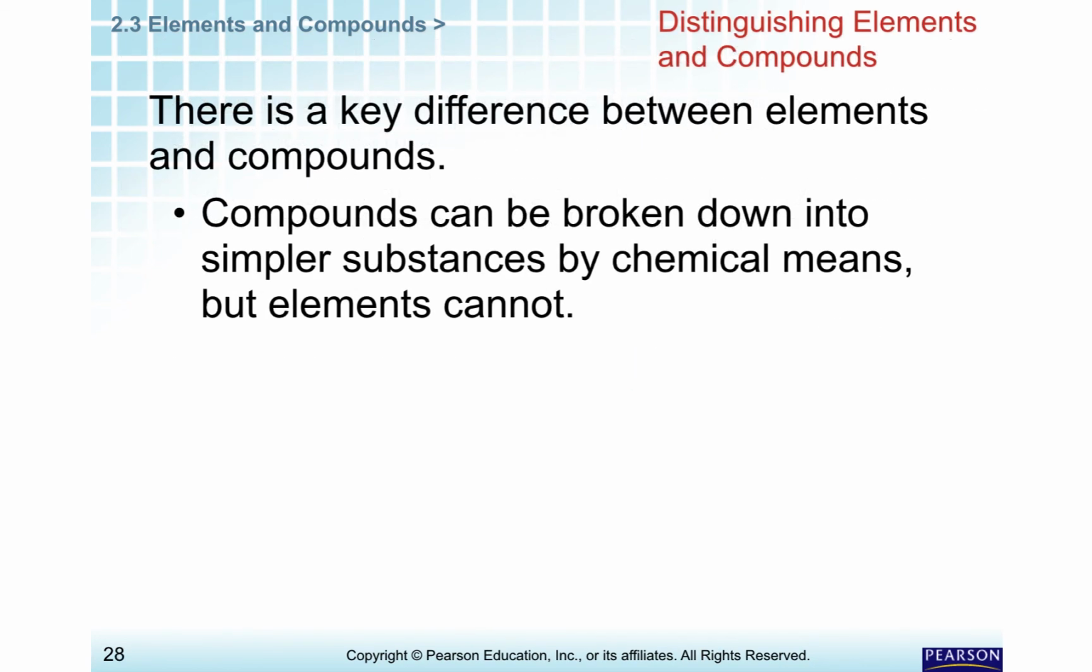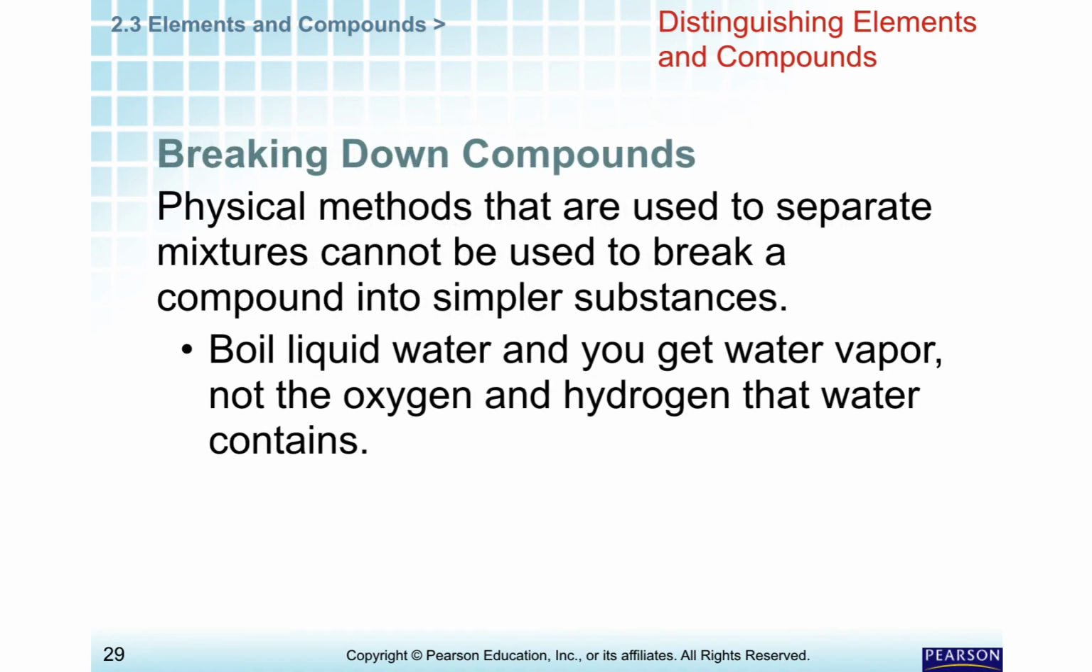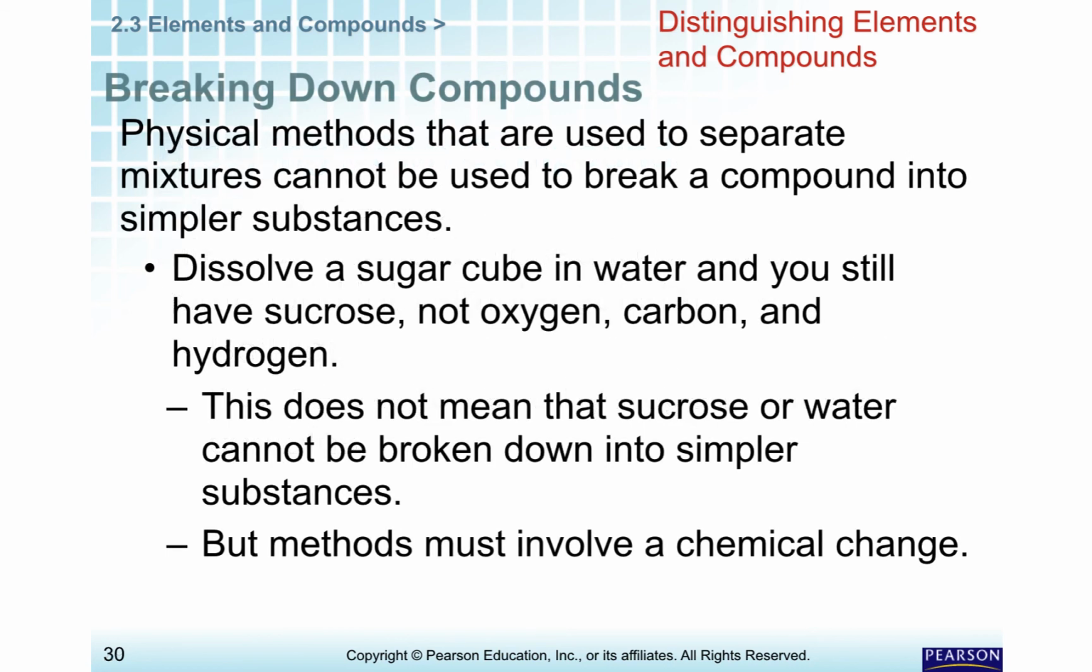The key difference between elements and compounds: compounds can be broken down into simpler substances by chemical means, but elements cannot. Physical methods are used to separate mixtures, but they cannot be used to break a compound into simpler substances. Boil liquid water, you get water vapor, not the oxygen and hydrogen that water contains. Dissolve a sugar cube in water, and you still have sucrose, not oxygen, carbon, and hydrogen.